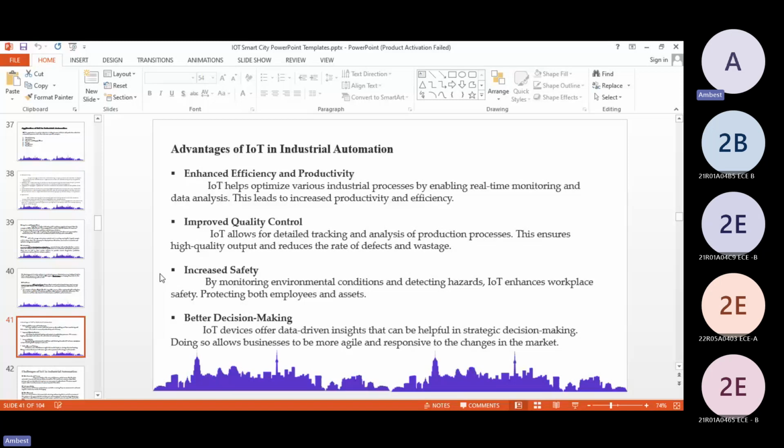And this ensures a high quality output. It reduces the rate of defects and wastage even. So they come to know what they're going to get. So in that way.